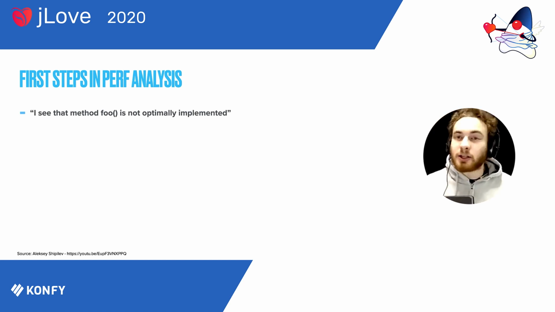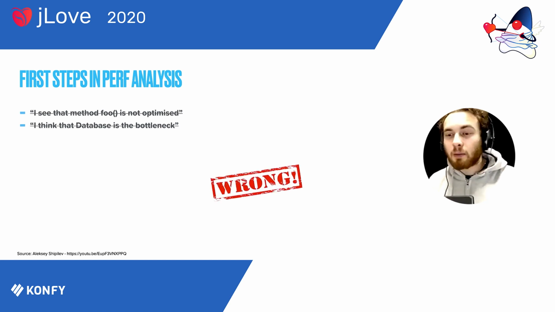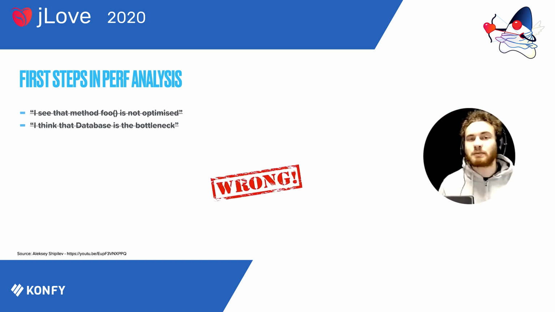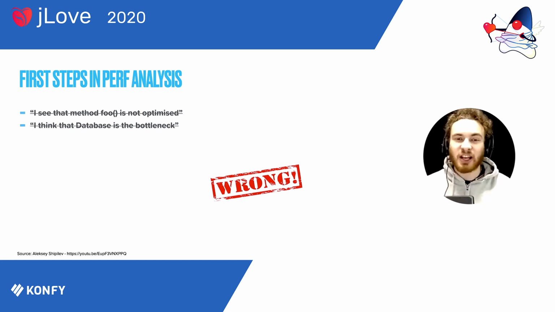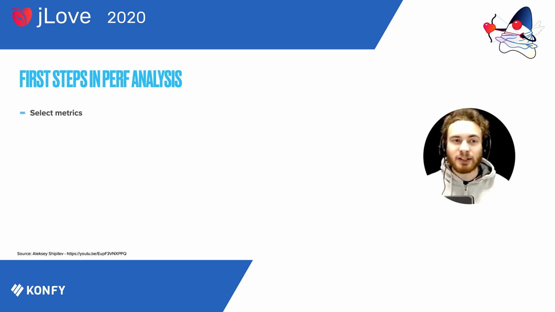Or looking at your application, you may think that maybe the database is a bottleneck, so instead of Postgres we have to use Mongo, for example. Well, if you think like this, you're wrong, because these are the wrong steps in performance analysis. This is just guessing. You may debate with others, and there is no point of truth. There are no real metrics that you can look at and say that this is what slows us down. So in order to analyze performance, first of all you have to select metrics.